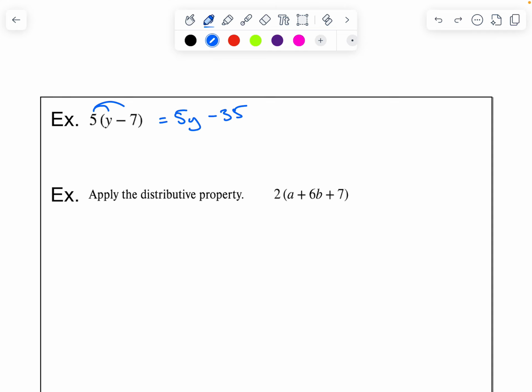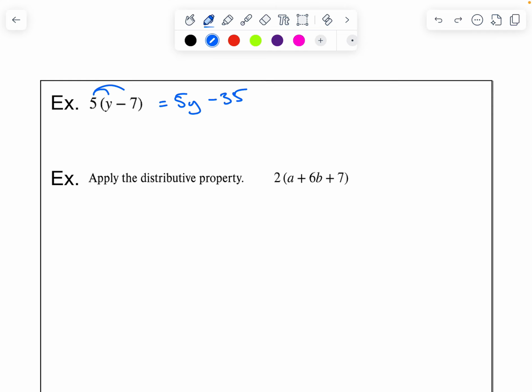The second example, apply the distributive property. I'm multiplying the 2 in. I have 1, 2, 3 terms. So I have to multiply the 2 to all 3 terms. 2 times a is 2a. 2 times 6 is 12b. 2 times 7 is 14. Notice the b stayed with that middle term. The a stayed with the first term. The last term is just a number.